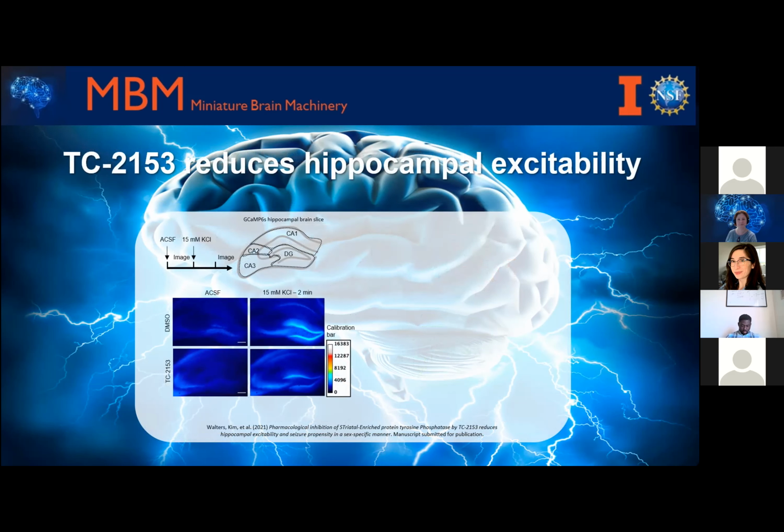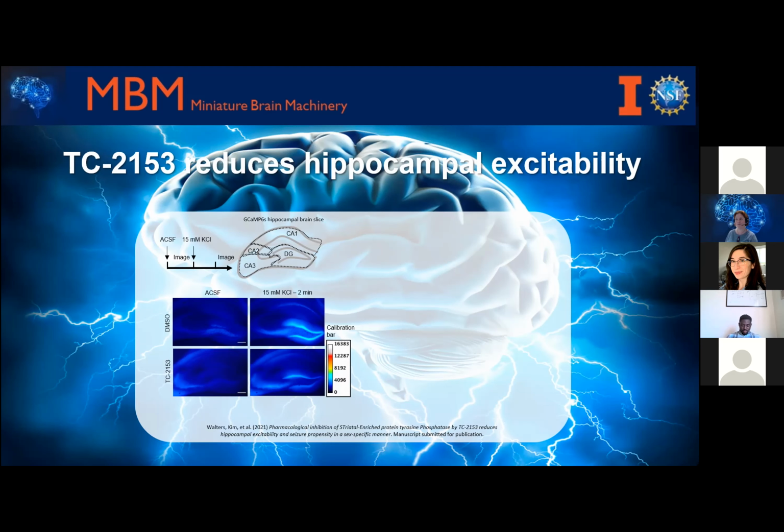So we took hippocampal brain slices from GCaMP6s mice, and these mice express a genetically encoded fluorescent calcium indicator, where when there's a positive influx of ions into the cell, this excites the cell and causes a conformation change that pushes up a fluorophore, and it fluoresces, and we can measure that fluorescence intensity.